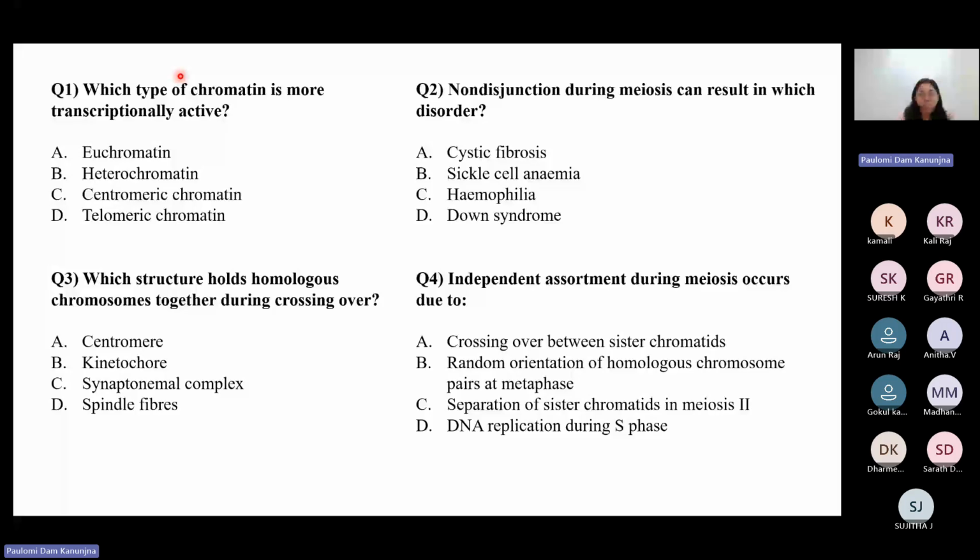Non-disjunction during meiosis. Non-disjunction is basically the failure of chromosomes to separate during meiosis, which can result in which disorder? Which structure holds homologous chromosomes together during meiosis? We were told that, so this is discussed already, which one holds them together. And independent assortment, which I have also discussed, in meiosis happens due to which reason?